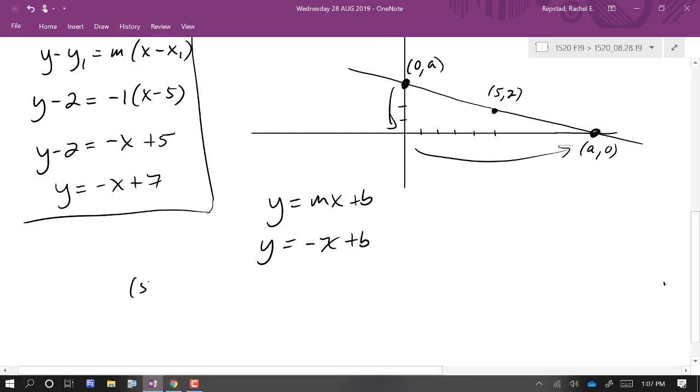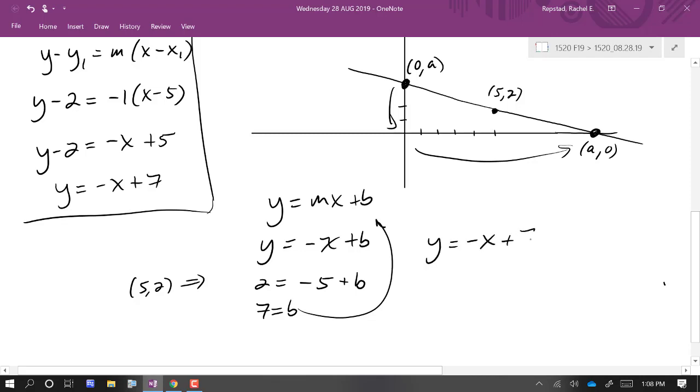So since it passes through (5, 2), we do 2 equals negative 5 plus b. Oh, whoops, thank you. I was like, something's not right there. -5 plus 2, yeah, and plus b. So 7 equals b, and then we just go in and plug it in. Negative x plus 7.